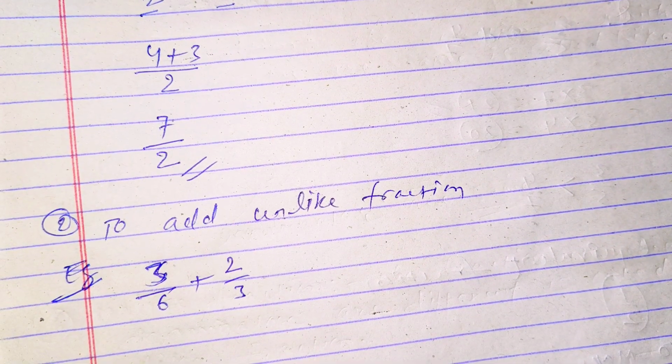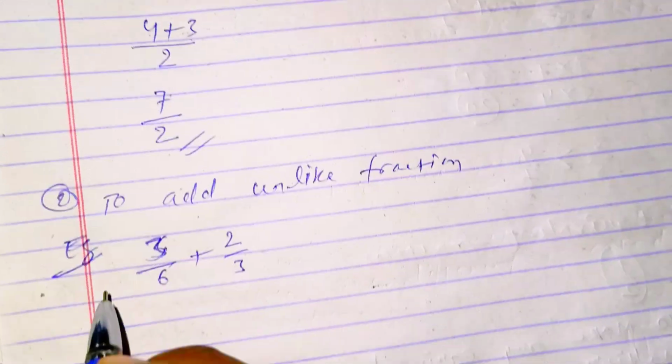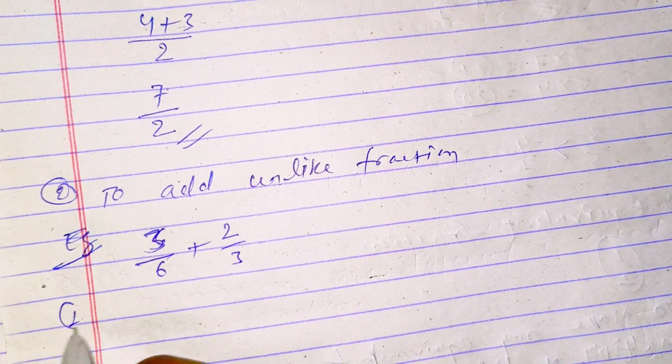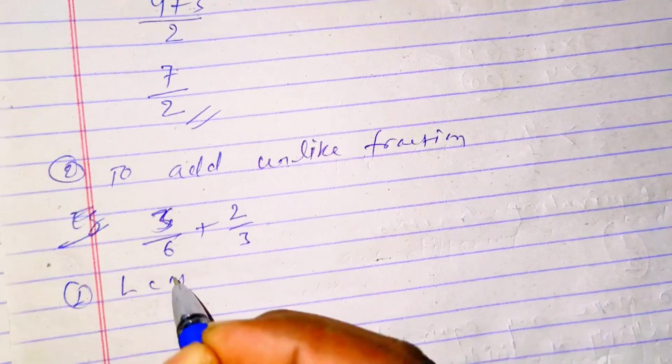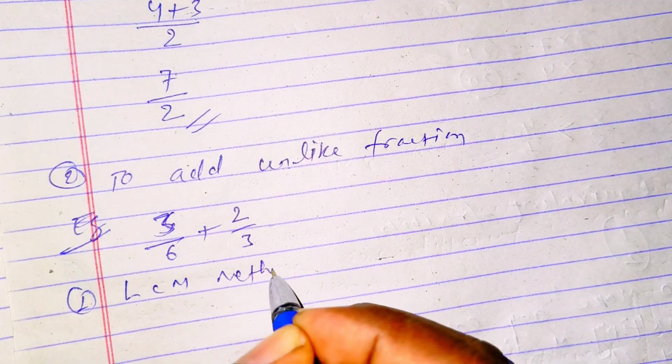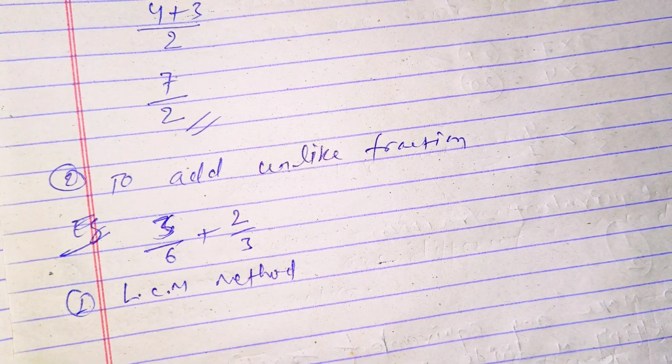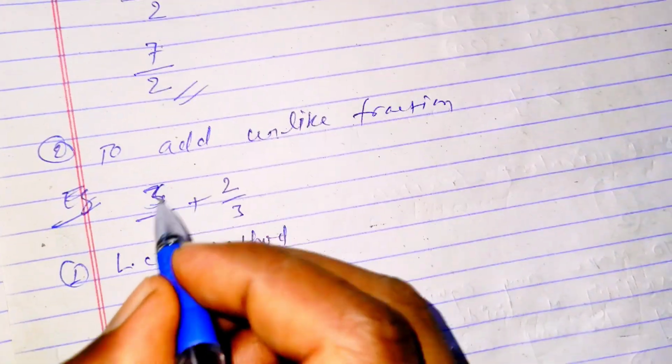One is the LCM method, and the other is to make the unlike fraction into like fraction and then add. Both are addition methods for unlike fractions, right? So let's talk first about the LCM method. The first method for these questions is the LCM method.